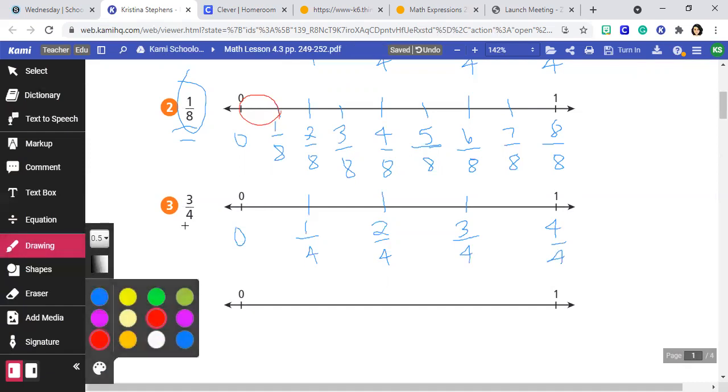And finally, I'm going to loop that target number that we've been given, 3/4. Well, I can see that 3/4 is right here. So I'm going to loop in 1/4, 2/4, 3/4.